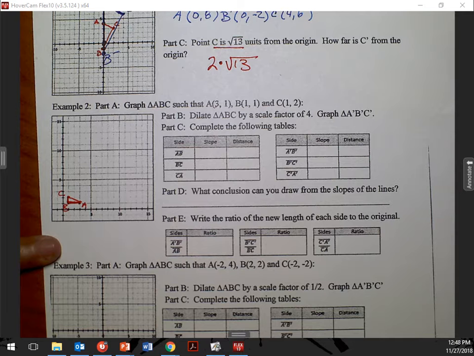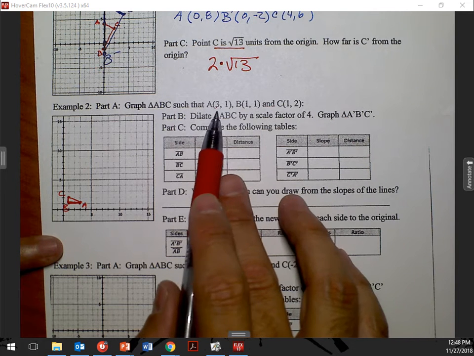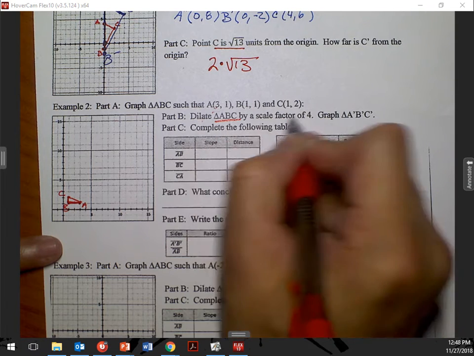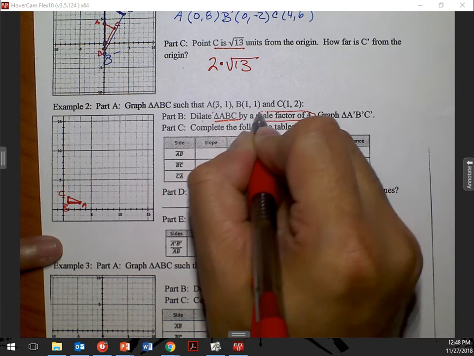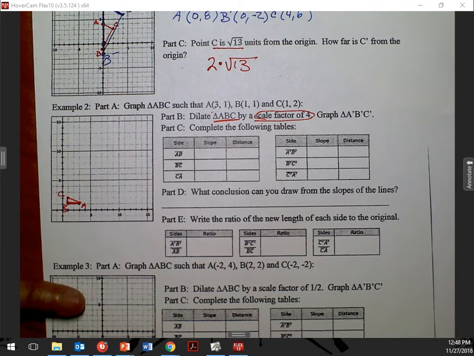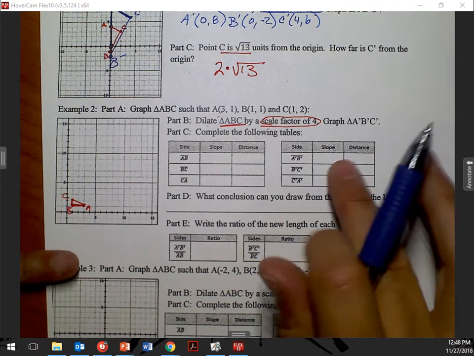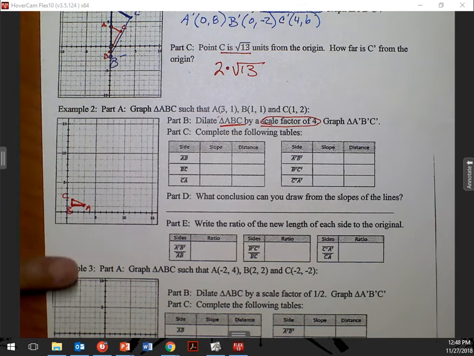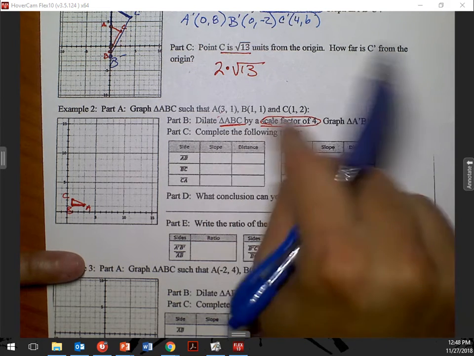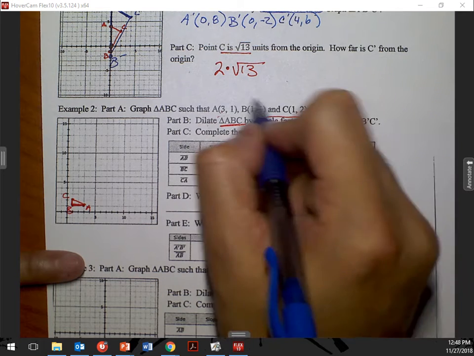So let's take a look. Now we did it. It says dilate the triangle by a scale factor of 4. So what does that mean if it's going to be a scale factor of 4? Multiply it by 4, right? Okay, yeah. Let's multiply by 4. So given this one right here, we're going to do multiplication by 4. So my values are going to be, let's see.